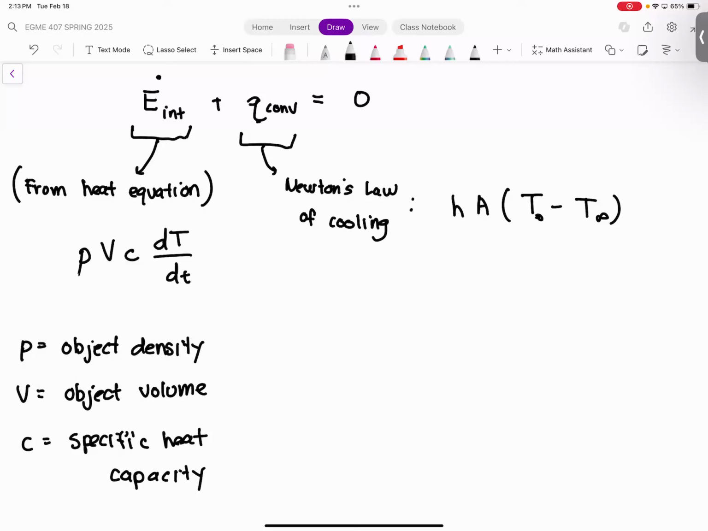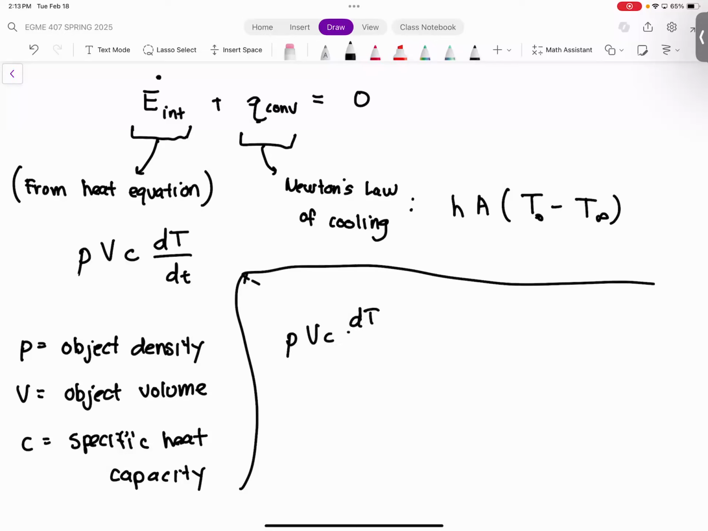Okay. And so if we put this all together, we plug those in, what we get is, let me go ahead and separate this here. Okay. So if we plug all this in, we have rho times V times C dT/dt, plus h times A times (T minus T infinity) is equal to 0.